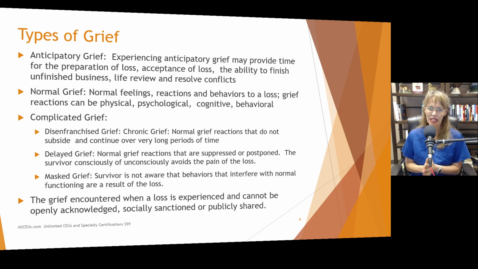Complicated grief can come in a bunch of different forms. In terms of disenfranchised grief, this is when your usual grief reactions don't subside and continue over very long periods of time. It's important to remember two things. One, that grief, the usual grieving process, takes between 1 and 3 years. So normalizing it for them, letting them know that 2 years after you have a significant loss, there may be occasions where you're still feeling twingy about it, and that's okay.